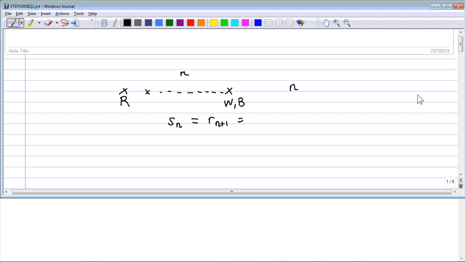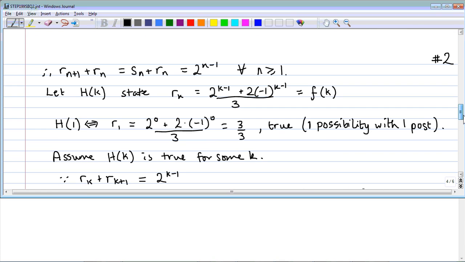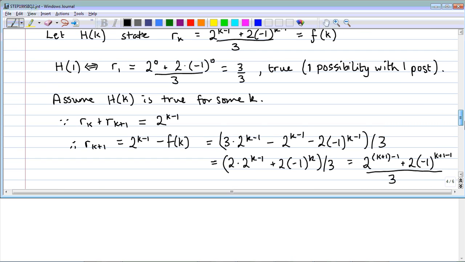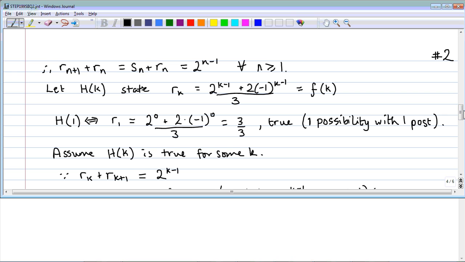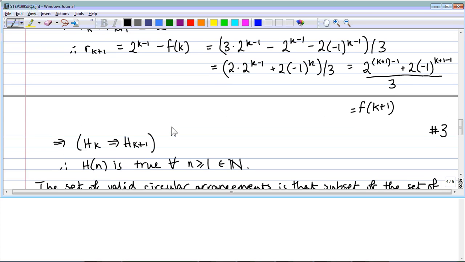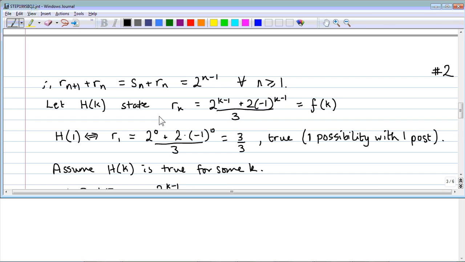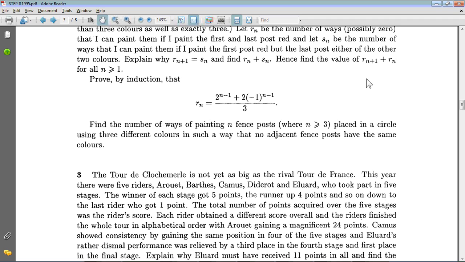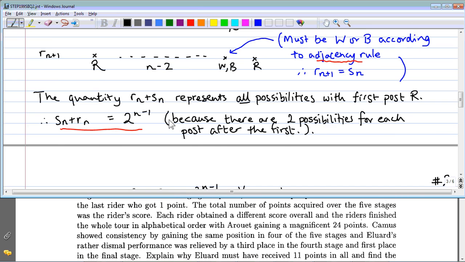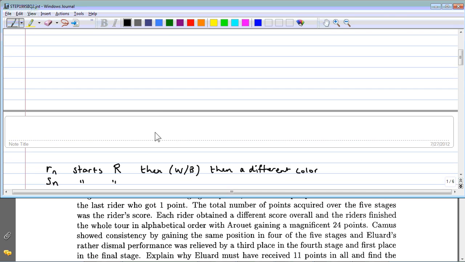Now Rn plus 1 can be calculated using the formula that we proved by induction. Let's just use the question paper. So Rn is this. If we want to know Rn plus 1, we just substitute n plus 1 here. So we get 2 to the n plus 2 times minus 1 to the n over 3.